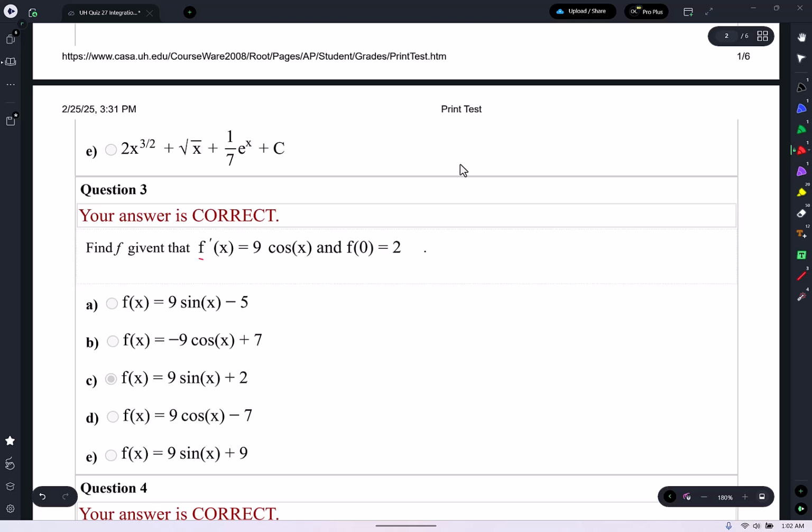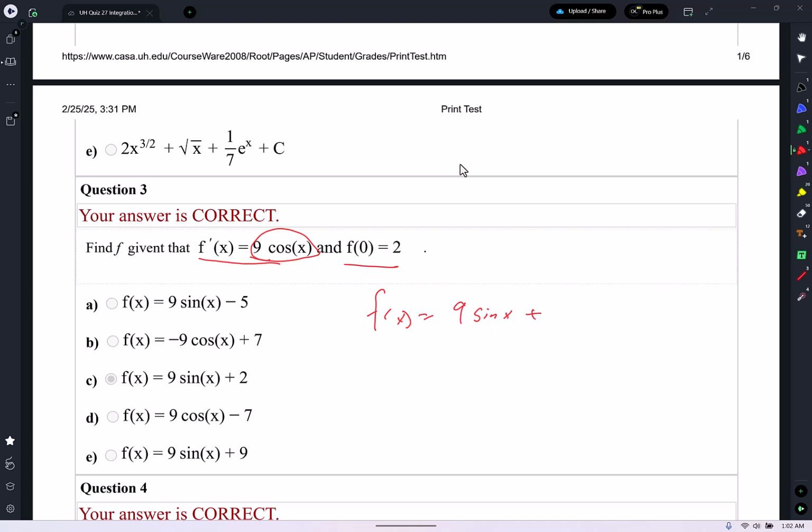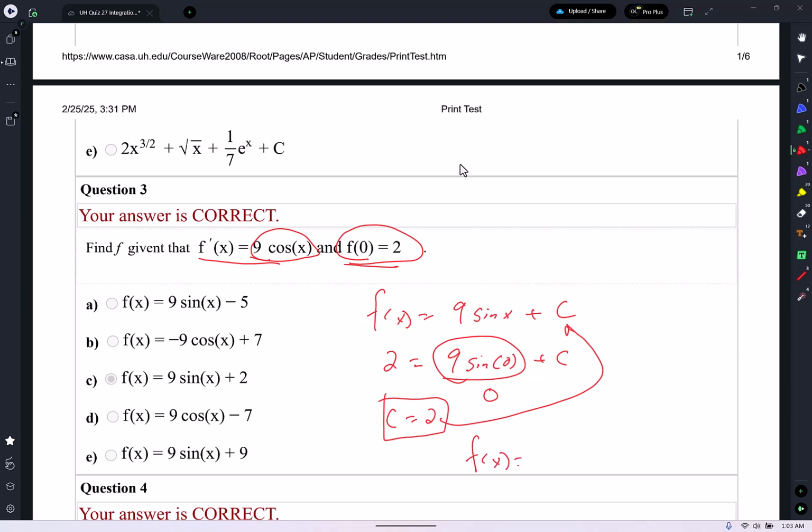They're telling you this is my derivative, this is my initial condition, so you're just going to have to do an antiderivative. So I'm going to write f of x equals the antiderivative of 9 cosine x, that's going to be 9 sine x, and then plus c. Everything checks out. If you take the derivative of this, you'll get 9 cosine x, as you can see. Use your initial condition: 2 equals 9 sine of 0 plus c. 9 sine of 0 is just 0, so c equals 2. Now that I know c equals 2, just plug it in right there. So f of x is equal to 9 sine x plus 2. There it is.